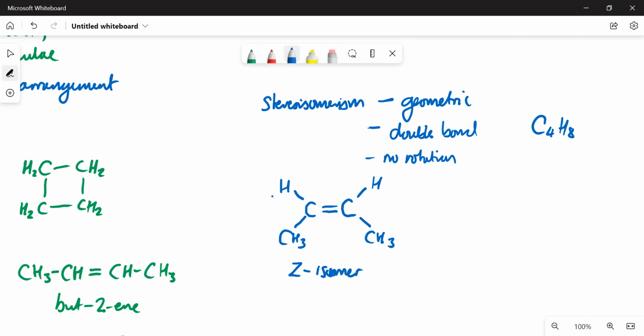Or what you can do is swap these two around, and you will form the E isomer. These two forms can't interconvert because you'd have to break the double bond, and that of course requires energy, so that doesn't happen. So you get two distinct forms, two stereoisomers. You get the E, and this one here, it's the E isomer.